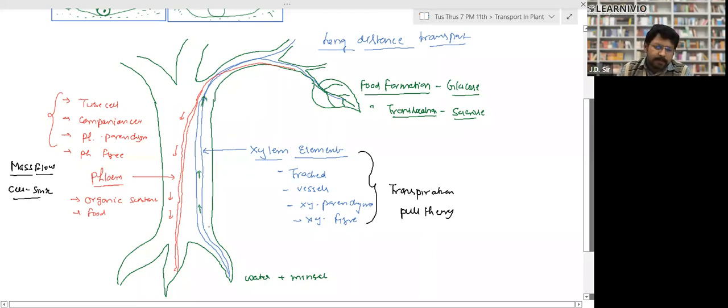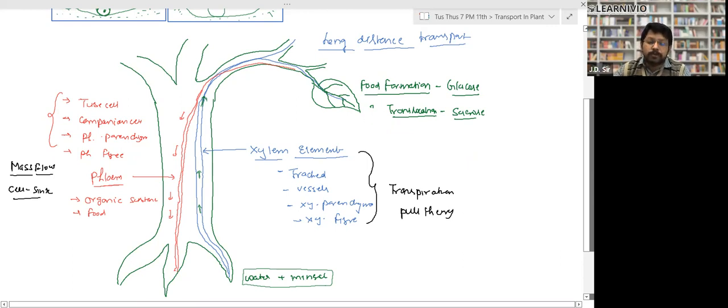So what happens in xylem? Movement of water takes place, along with the movement of minerals, in fact. So movement of water and minerals takes place by the process of the transpiration pull theory, right? And this is the long distance transport of the water, right? Again, transpiration takes place at the leaf. It pulls the water from where? From the root, and the root absorbs the water from the soil. So that's how the long distance transport of the water takes place, right?